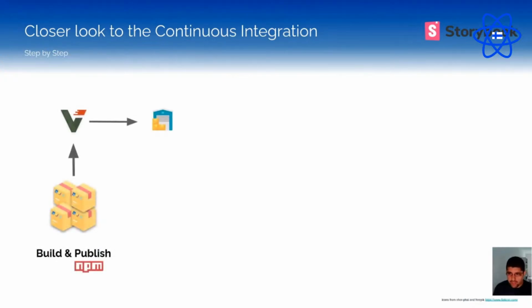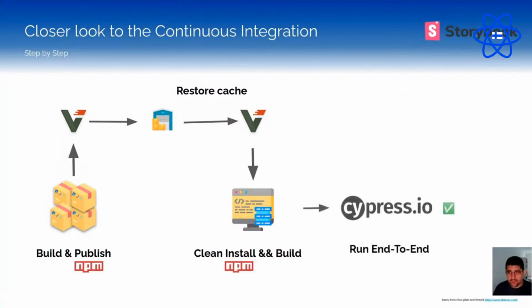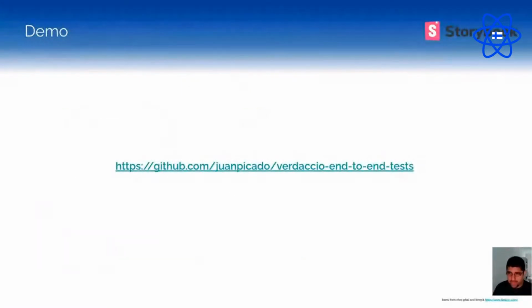So let's go step by step. First, they build the project, they publish the dependencies into Verdaccio, they store it, they restore the cache, run Verdaccio again, do a clean installation and build. From that, they run the application, and they end up running the end-to-end test. In this case, they're using Cypress IO.